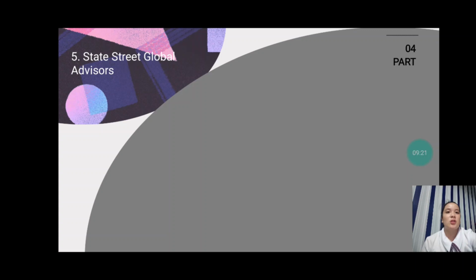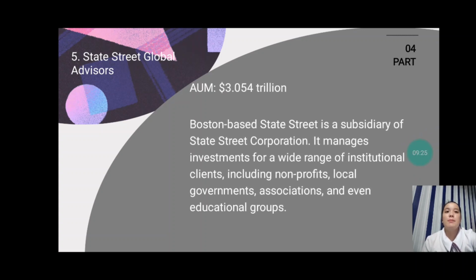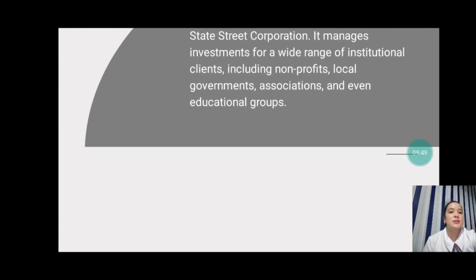Next is State Street Global Advisors. It has $3.54 trillion. Boston-based State Street is a subsidiary of State Street Corporation. It manages investments for a wide range of institutional clients, including non-profits, local governments, associations, and even educational groups.